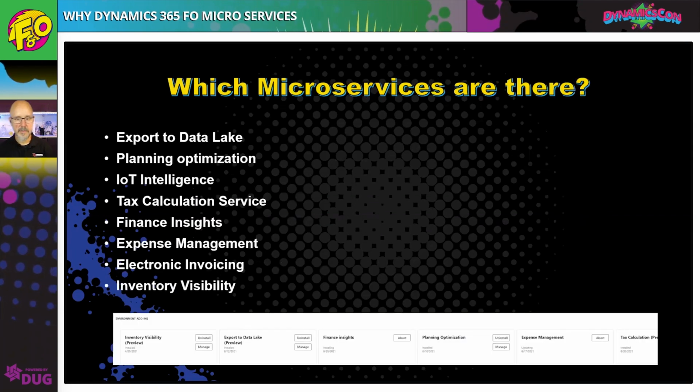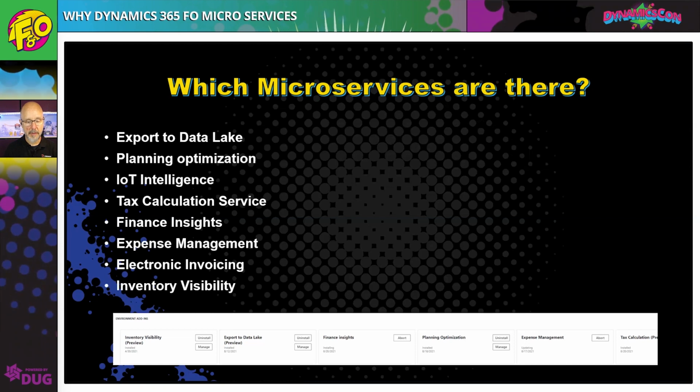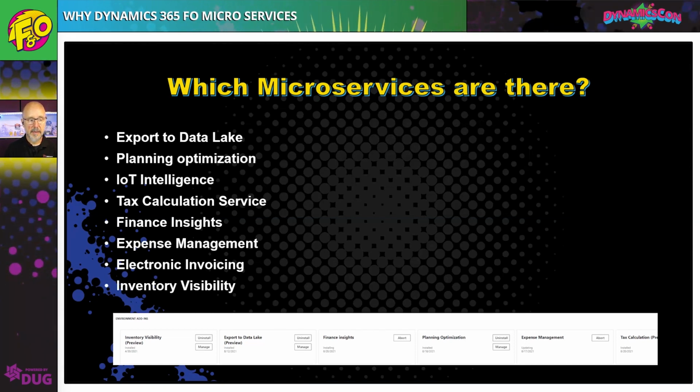So which Microsoft services are available? These are the ones that are available right now. They will be adding more of them going forward. A lot of them have been added, but the first one, of course, is the export to Datalake. This has been in preview for a long time, and it's one of the most important ones. I will be talking a bit more about what it actually does.